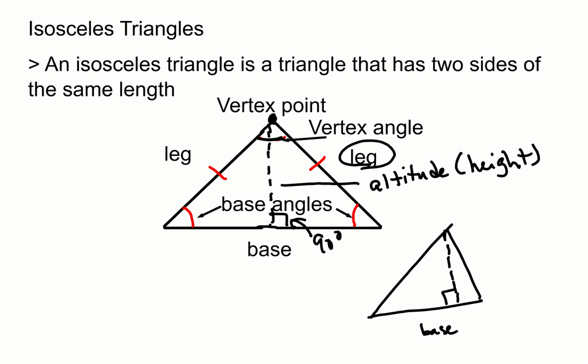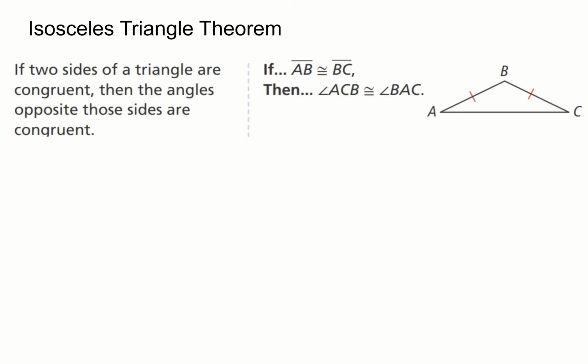Okay, and then this little corner here, which is the angle at this vertex point, is known as the vertex angle. So the isosceles triangle theorem states that if two sides of a triangle are congruent, then the angles opposite those sides are also congruent. So in this example, we have an isosceles triangle, triangle ABC, and we clearly can tell from this diagram that AB is congruent to BC. So this is congruent to this. And therefore, we know that these two angles have to be congruent as well.